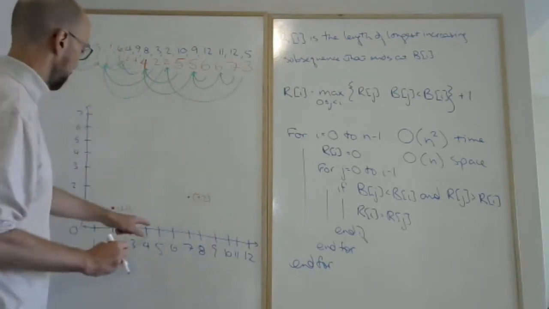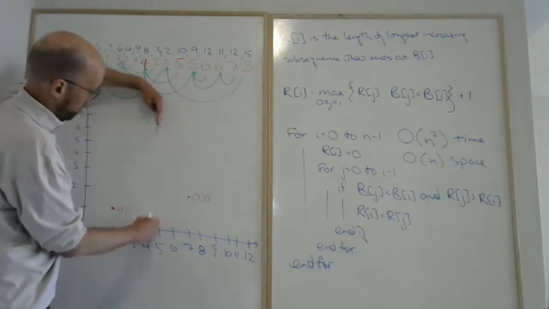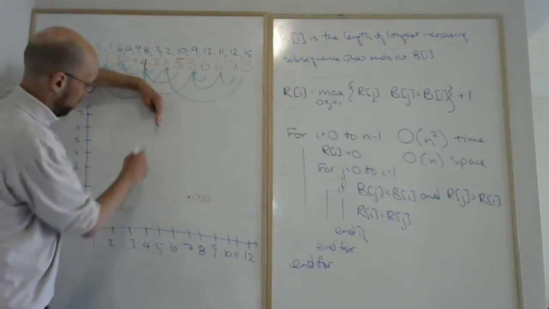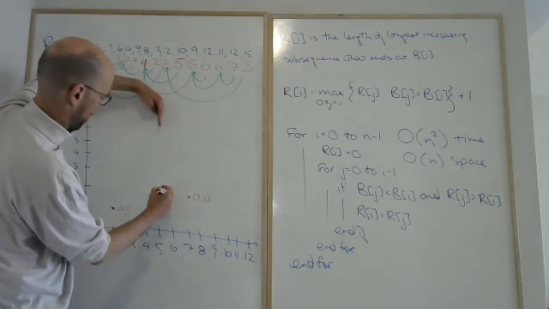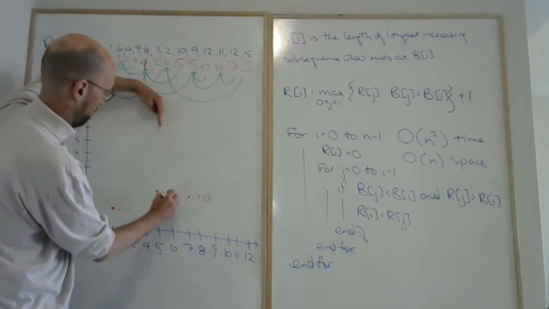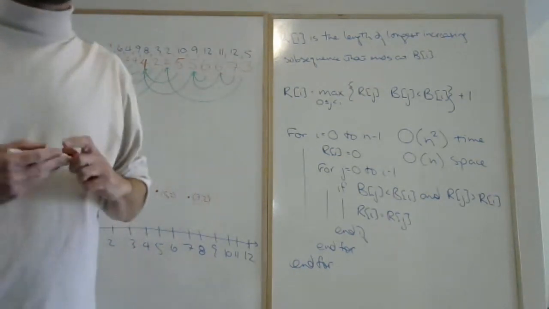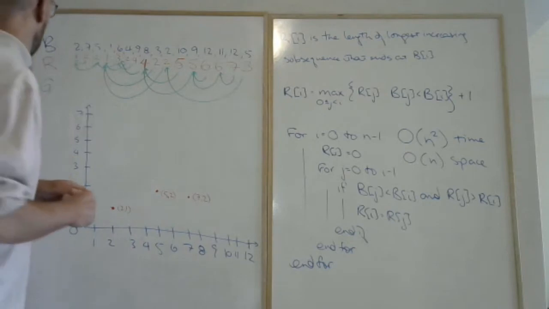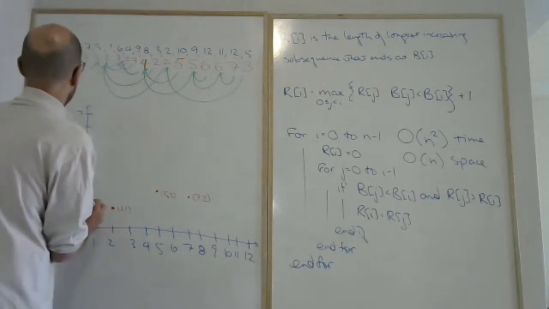Now, I take 5 and I say, what's the highest point left of 5? Well, this is 2 as well. So I'm going to take that. Okay. So 1, there's nothing left of 1, so this is a 1.